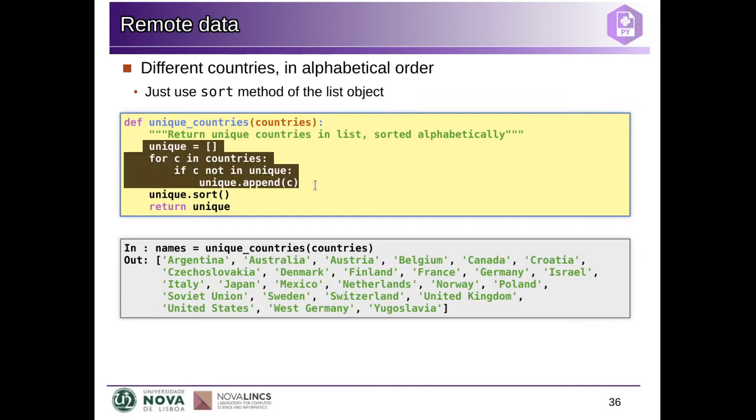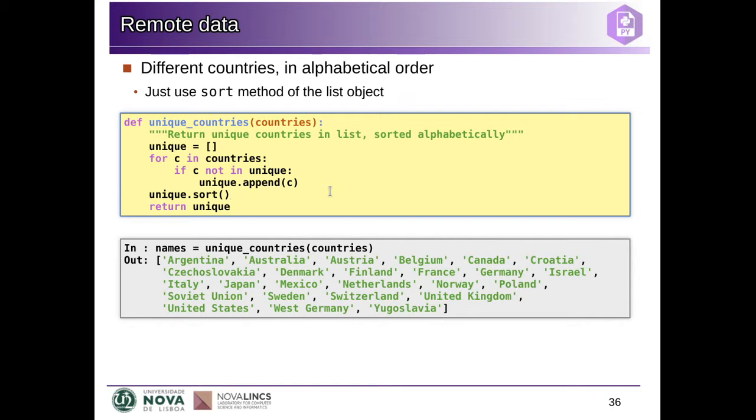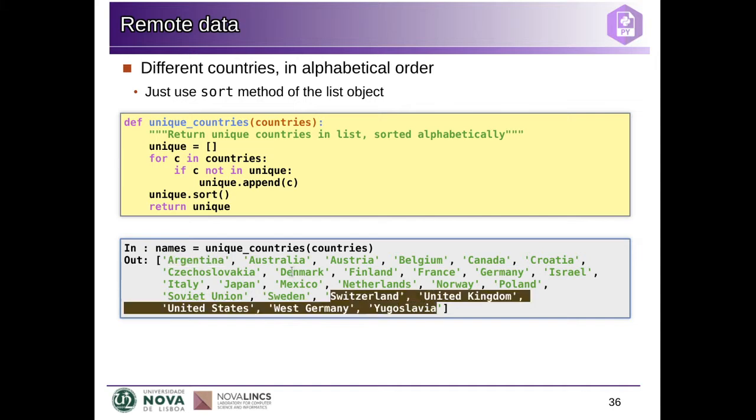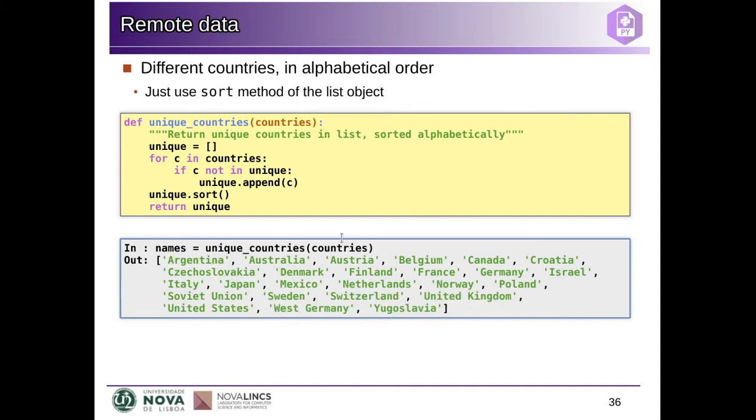Okay, so at the end of this block of code, we have all the countries appearing in the unique list only once. And now we call sort on the unique list. So sort sorts the elements of the list in ascending order, and since they are all strings, they're going to be sorted alphabetically. So the result is like this. It starts with Argentina, ends with Yugoslavia, and each country only appears once on the list.